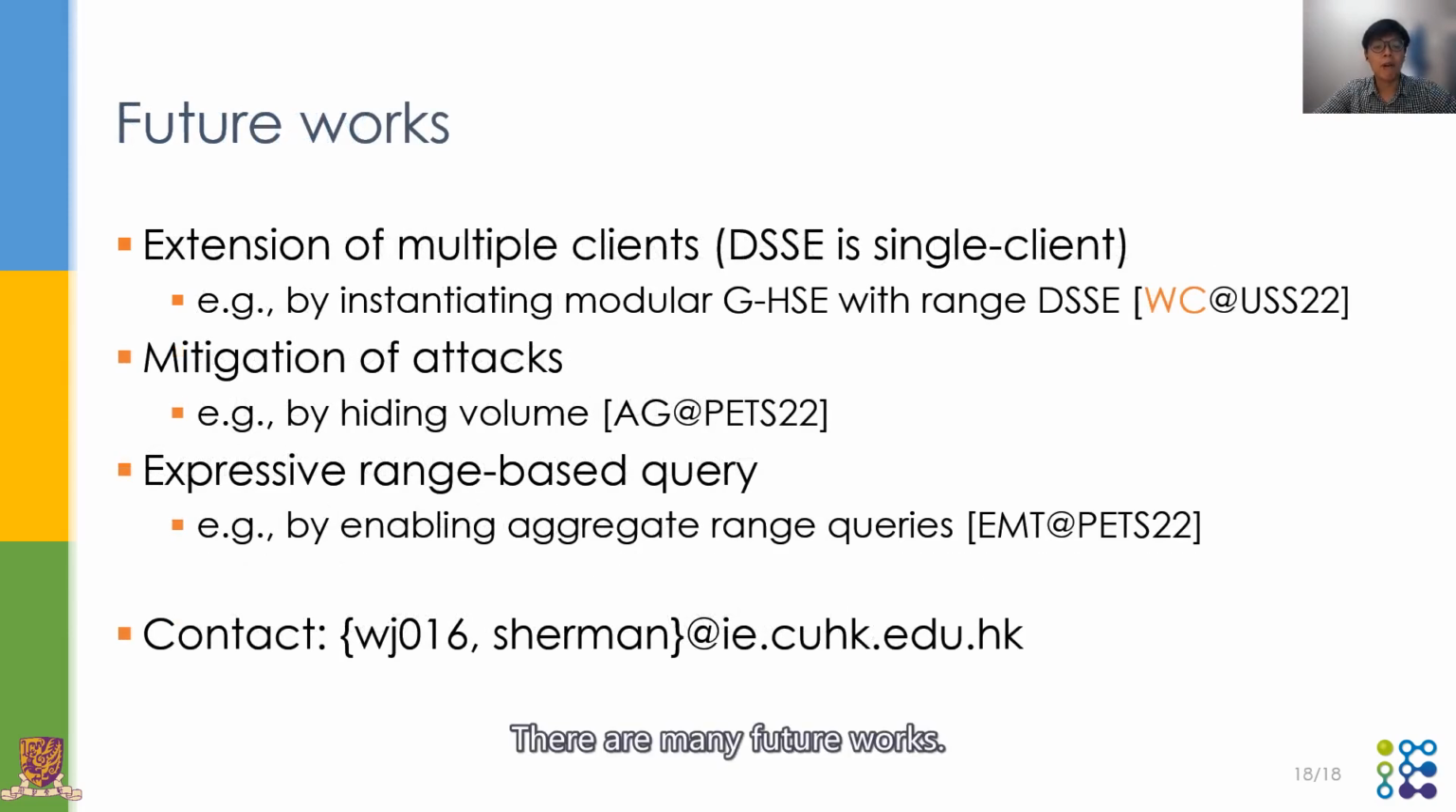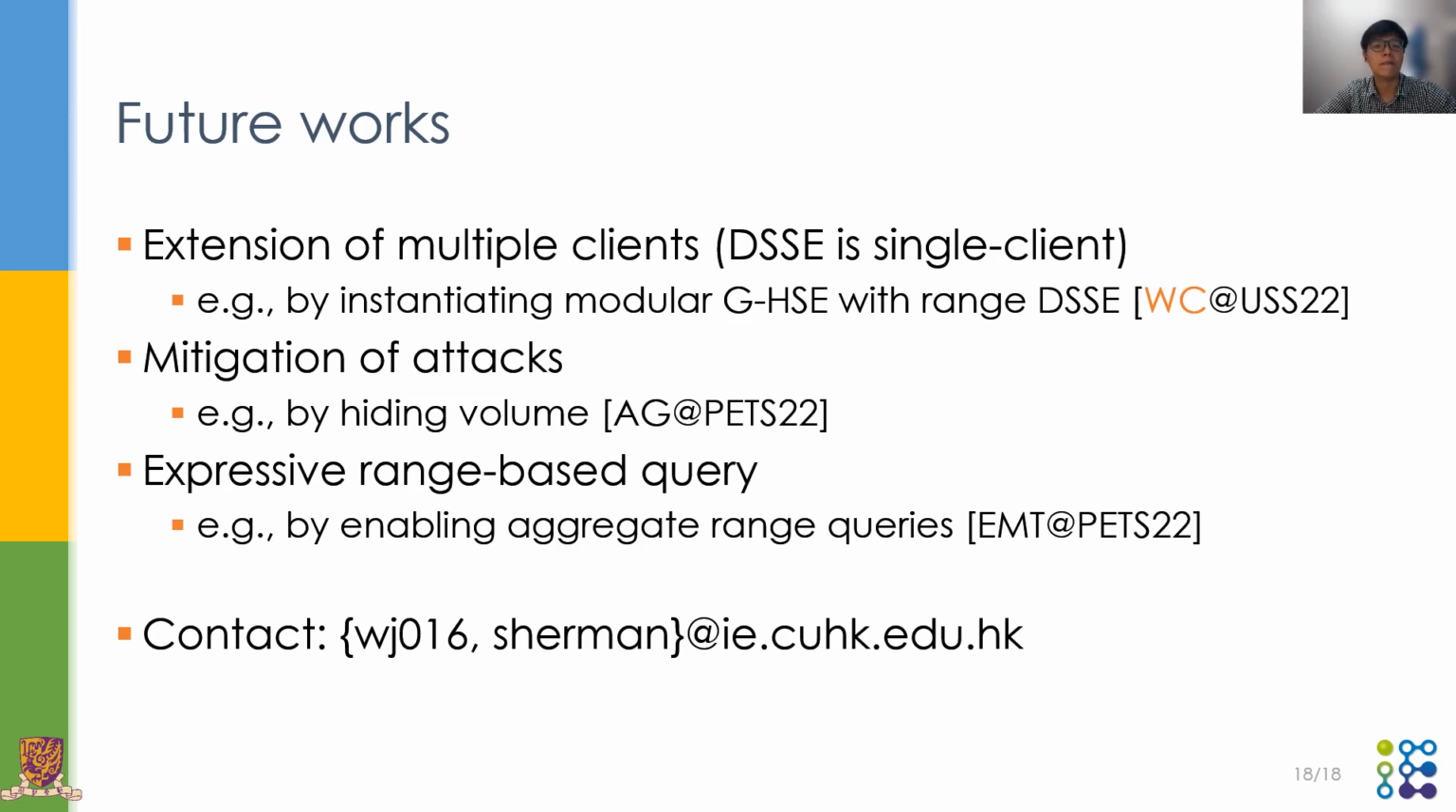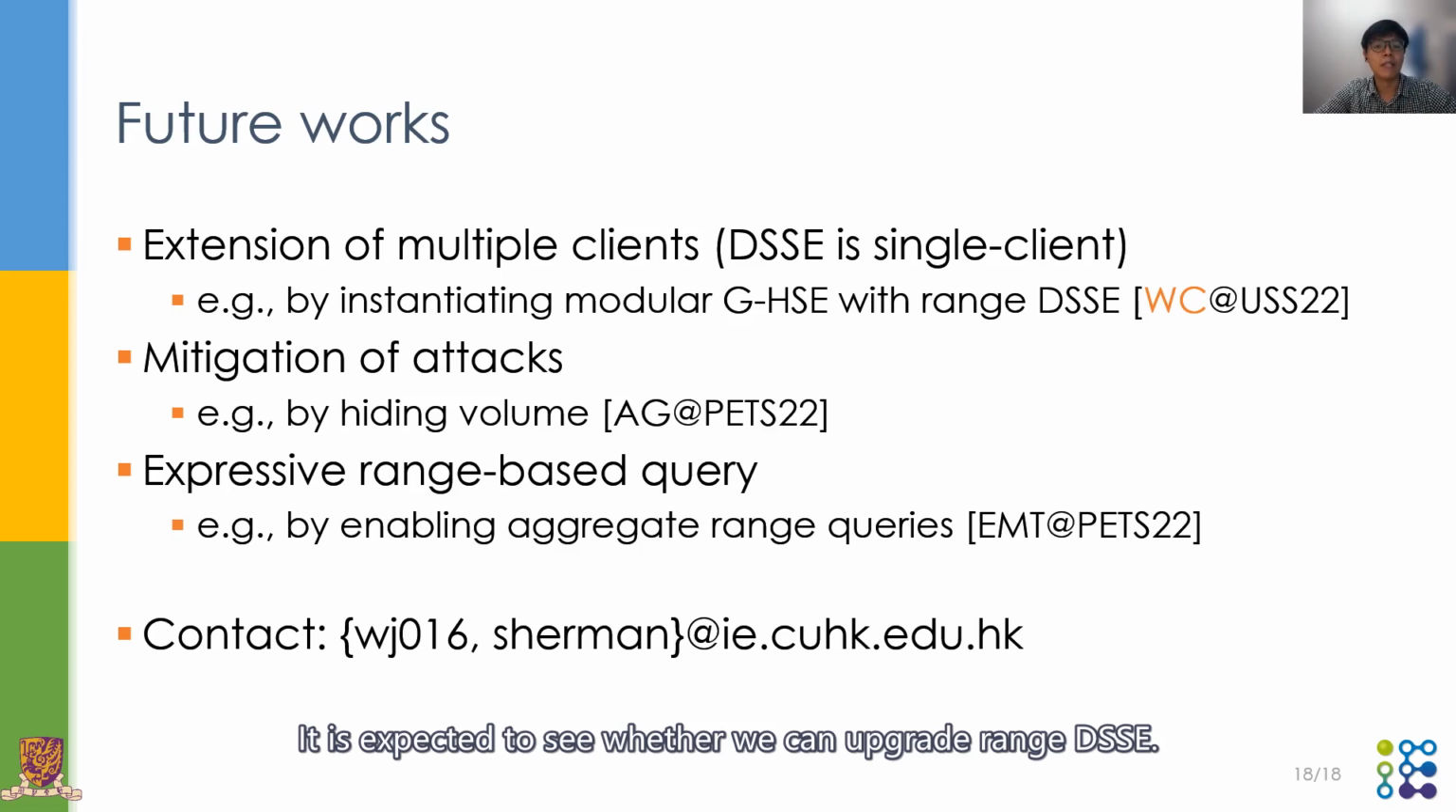There are many future works. The first is how to support multiple clients. Our work in USENIX Security this year provides a generic construction that upgrades DSSE with multi-writer support. It is expected to see whether we can upgrade range DSSE.